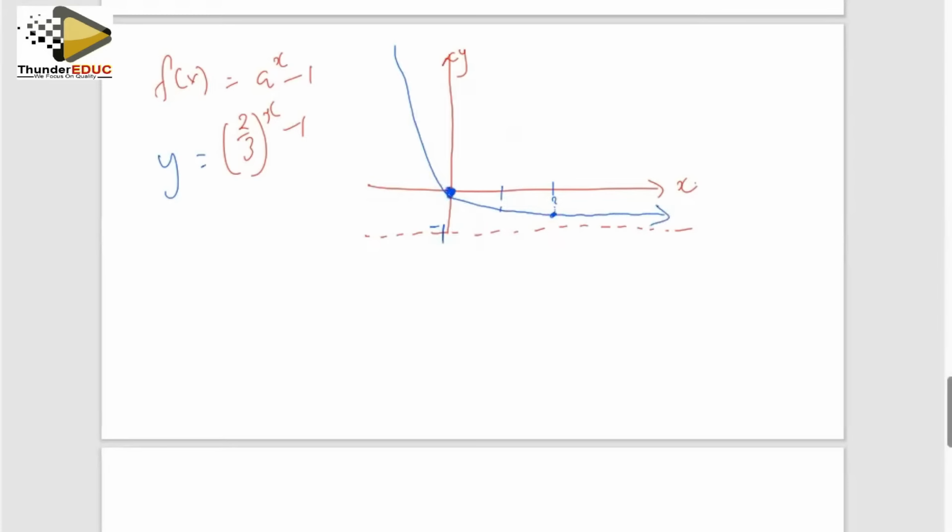Okay. It must pass through the origin and also move towards the asymptote. It shouldn't touch the asymptote. Now, this is our sketch that we needed. We call that F.